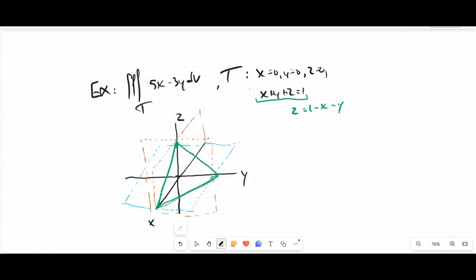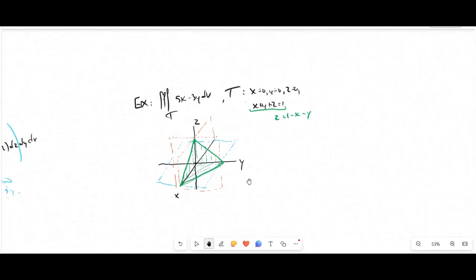That's one side of it. Back here is another side of it. Here is a side of it. And then there's this base side down here. Okay. We have visualized the region that we want to set up an integral over.